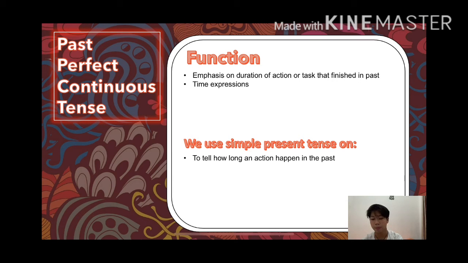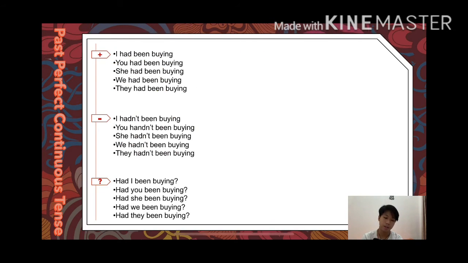We use it to tell how long an action happened in the past. Okay, the example: the positive one is I had been buying. And the negative, I hadn't been buying. And the question is, had I been buying?